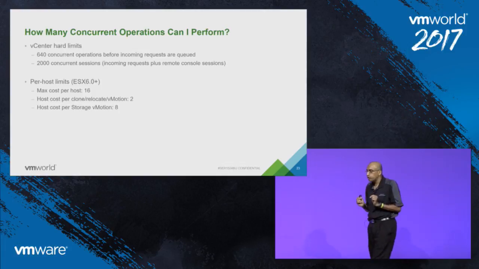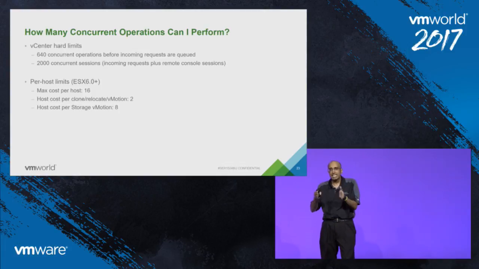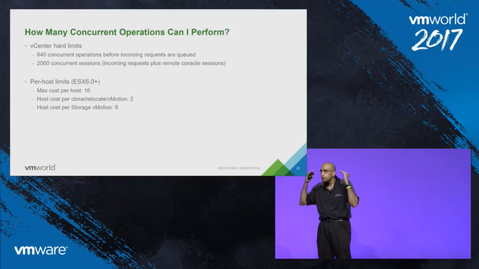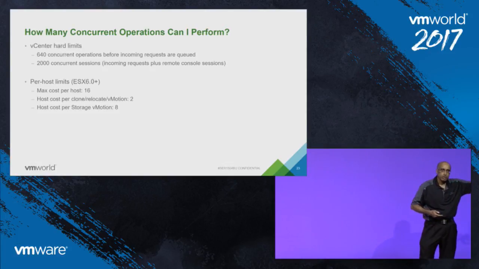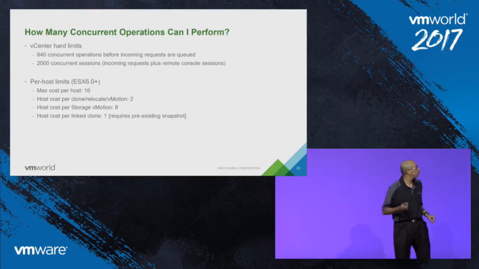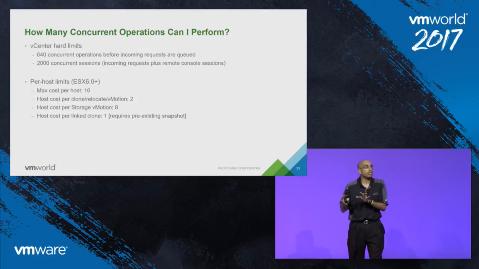If you are a storage vMotion, you cost 8 slots. We do this because we don't want to overwhelm the host with management operations and then not let the VMs actually do their job. So that's clone, relocate, vMotion and storage vMotion. Linked clones are less expensive.